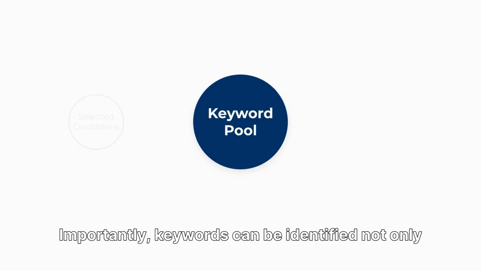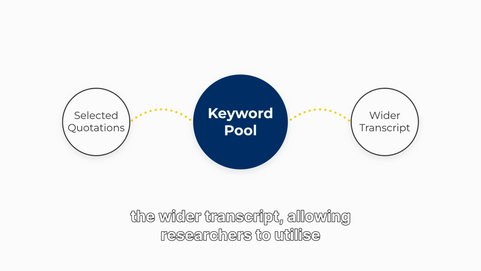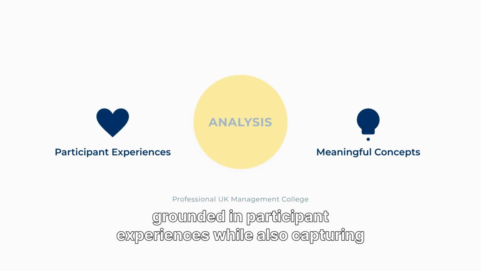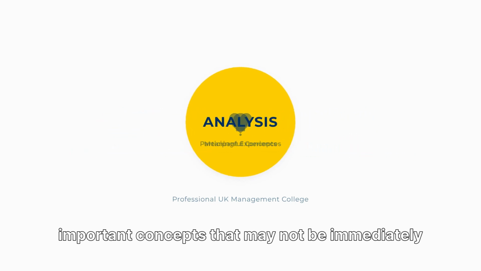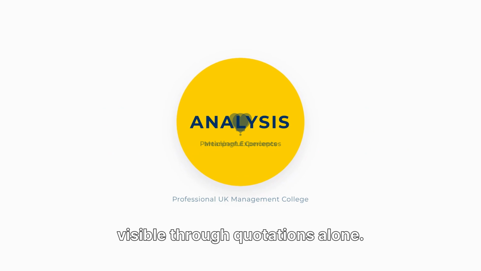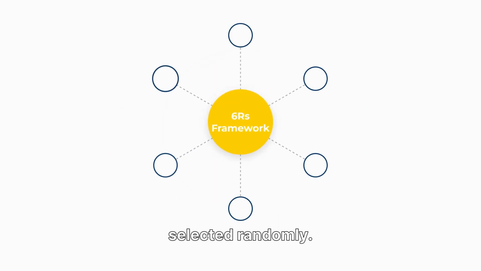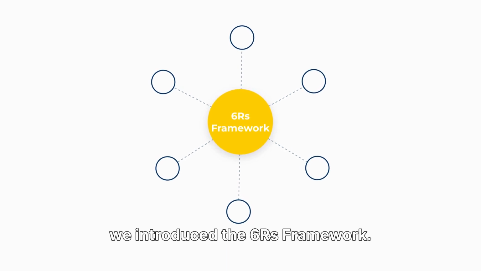Importantly, keywords can be identified not only from the selected quotations, but also from the wider transcript, allowing researchers to utilize the full richness of the qualitative data. This helps ensure that the analysis remains grounded in participant experiences while also capturing important concepts that may not be immediately visible through quotations alone. In systematic thematic analysis, keywords are not selected randomly. To guide researchers in selecting meaningful keywords, we introduce the 6 R's framework.